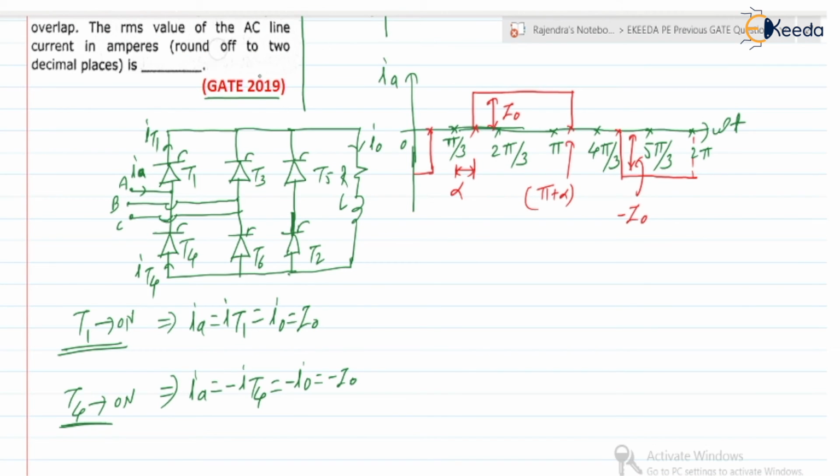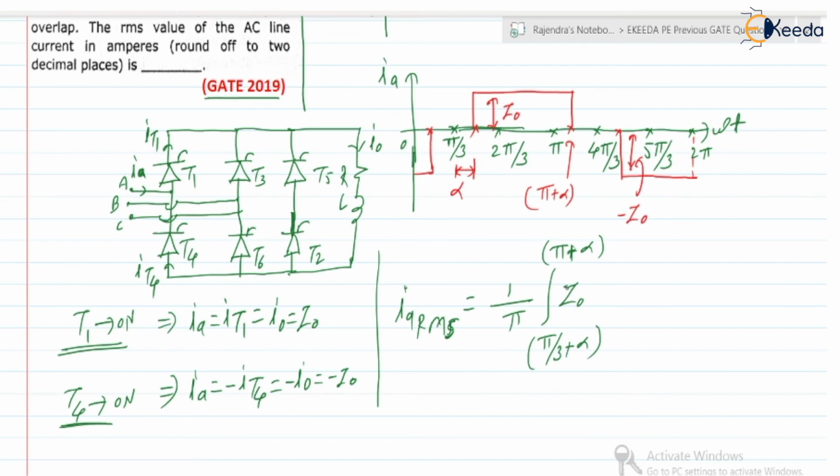Now, in order to find the RMS value of this IA, we can find the RMS value either over the full cycle or over the half cycle, because we have identical pulses. The square of the negative will again be positive. So IA RMS is equal to (1/π) times the integration from π/3 + α to π + α of I0² dωt, to the power 1/2.